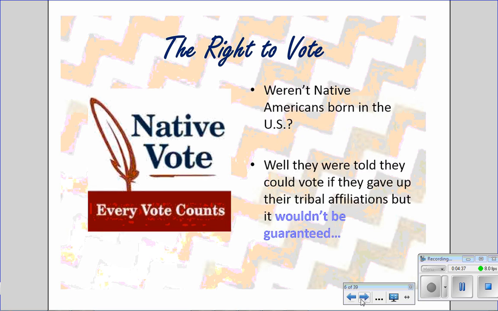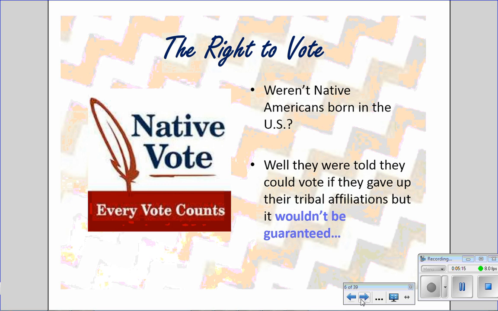But even though they were born in the United States, they were not considered citizens. Like I said, they were considered citizens of their reservations, and some of them were told that they could vote if they gave up their tribal affiliations, but it wouldn't be guaranteed. In the early days of our country, people would get the right to vote and then it would be taken away again. Oftentimes, the government or different political parties might need the vote of certain groups, and so they might allow them to vote for certain elections if it helped them, but it would be taken away again.